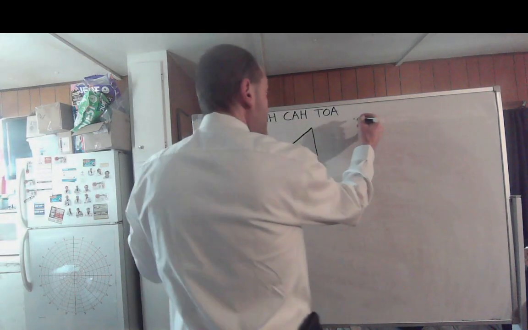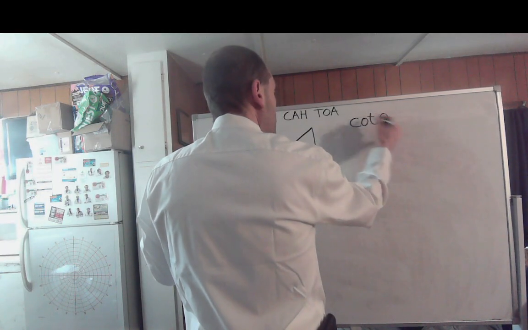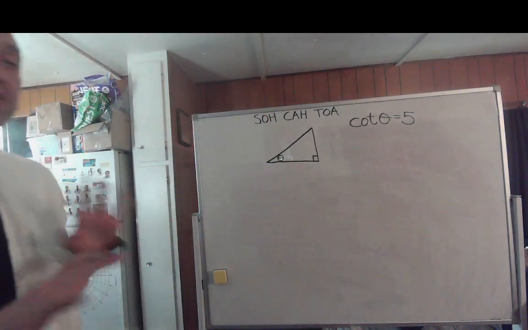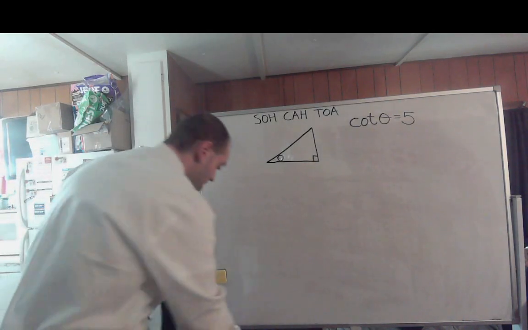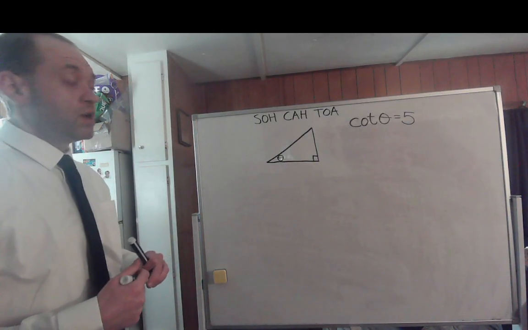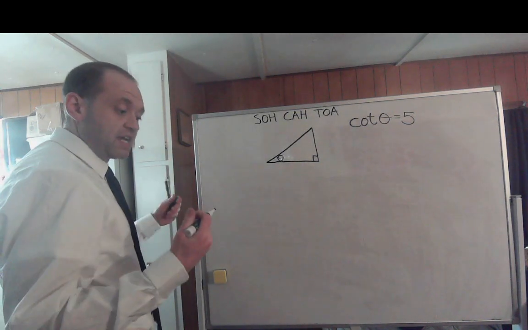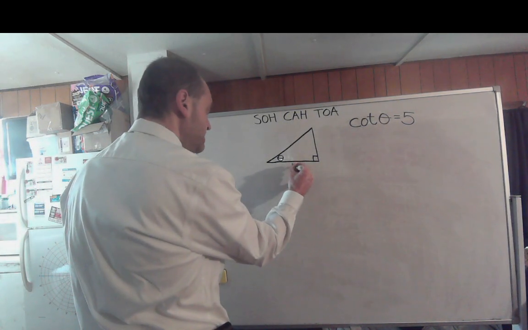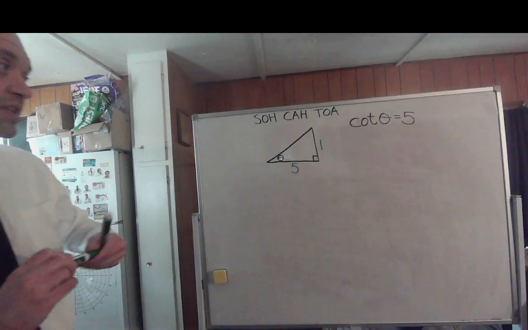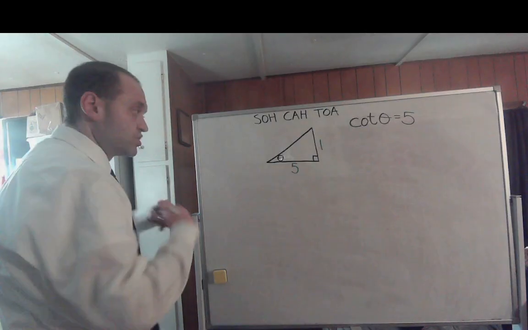So you're given that the cotangent of theta equals 5. That's all you're given to start with. They give you nothing else. Well, cotangent is your adjacent leg over your opposite. 5 is the same as 5 over 1, so your adjacent is 5, your opposite is 1. So you have the length of both legs. What we don't know is the length of the hypotenuse, so we'll just call that C.